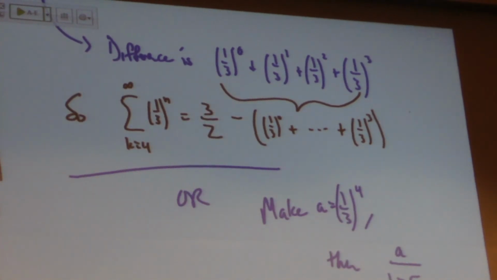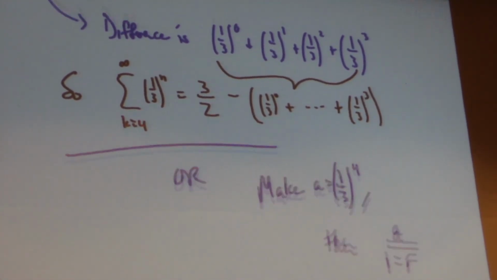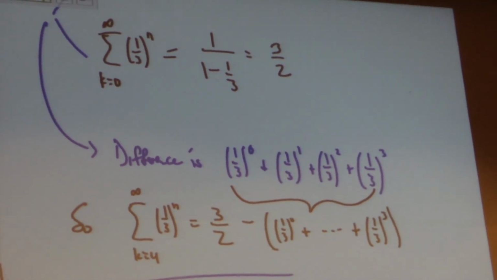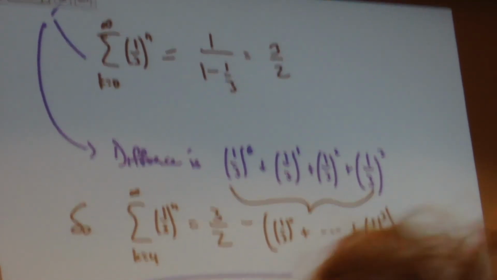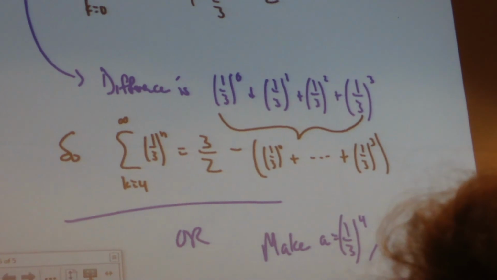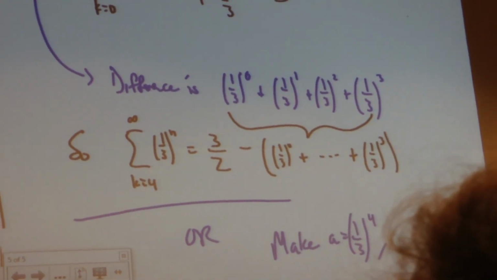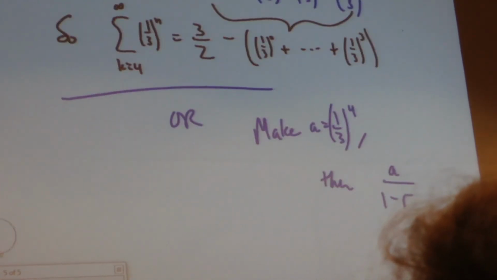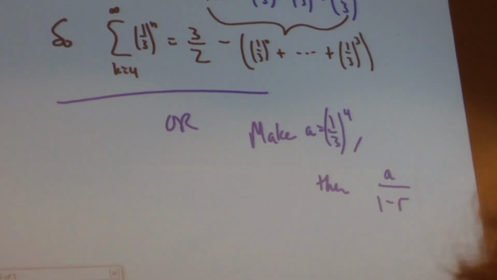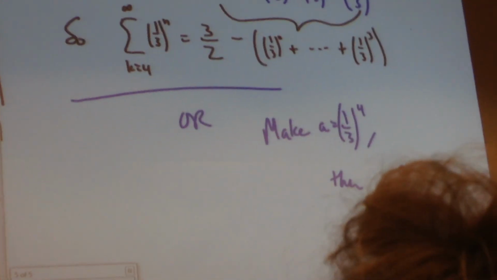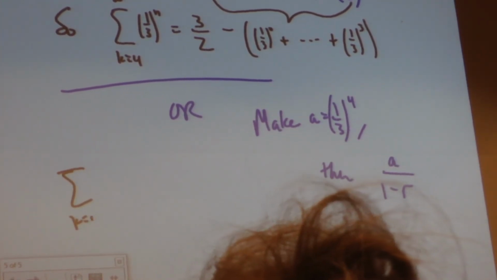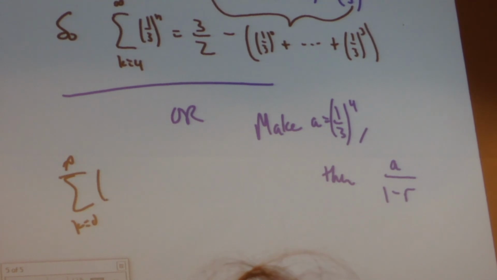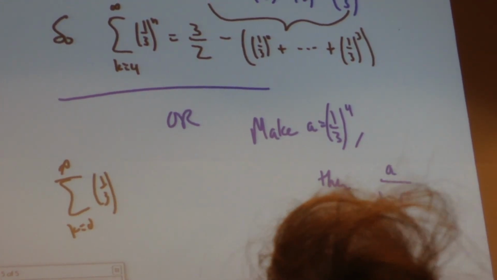Okay, sure. So this works because you could just take this guy and factor out 1/3 to the fourth from every term. And that becomes your a. And then the rest of them is like starting at 0. Should I write that out? All right. I'll just write it down.